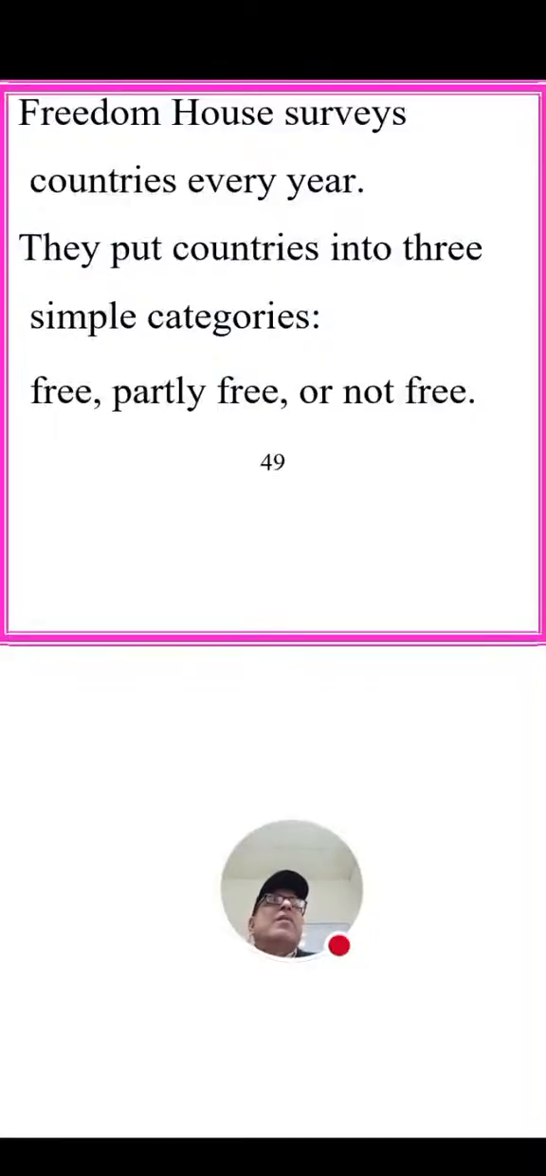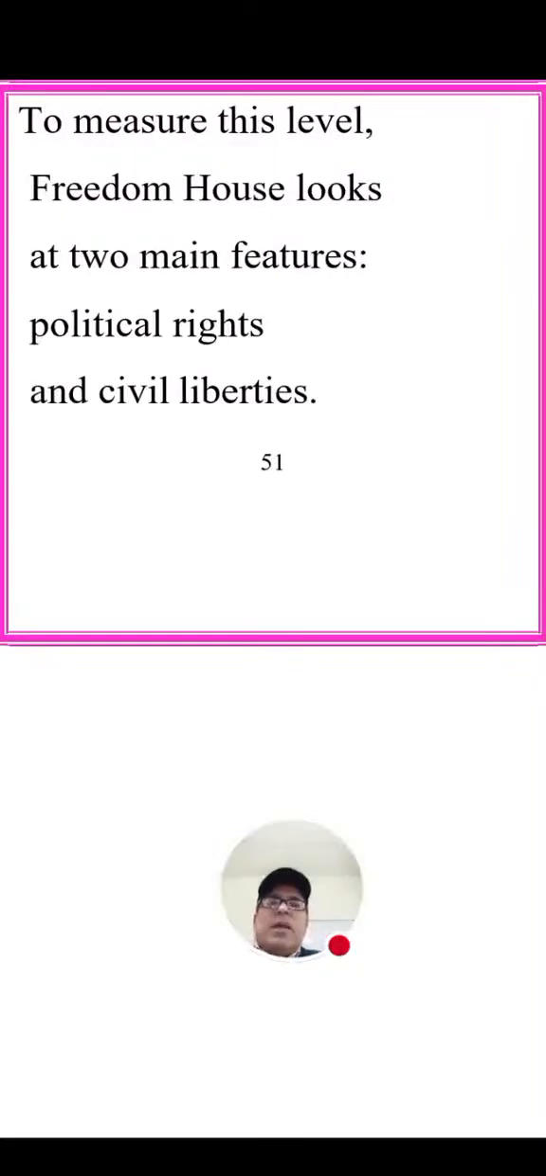Freedom House is in America. It is an NGO, a non-governmental organization. These categories show a country's level of democratization, to what extent a certain country has become a democracy. To measure this level, Freedom House looks at two main features: political rights and civil liberties. These are the two main criteria for ranking different countries on that scale.